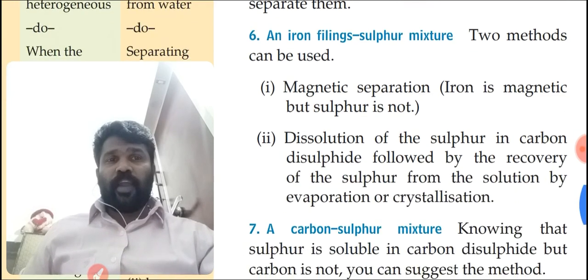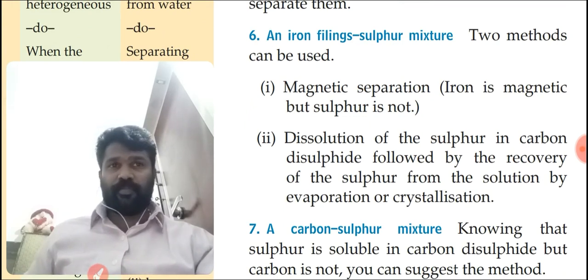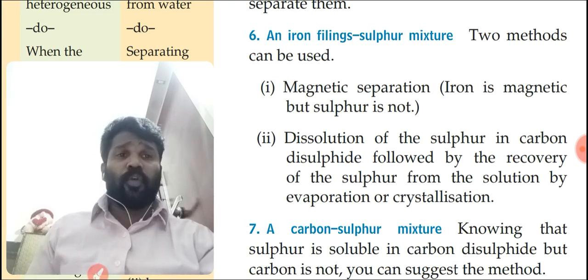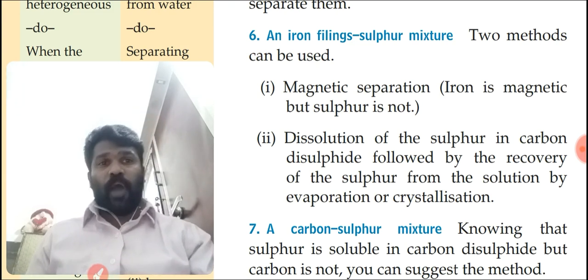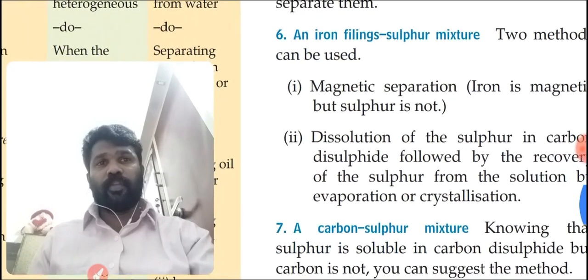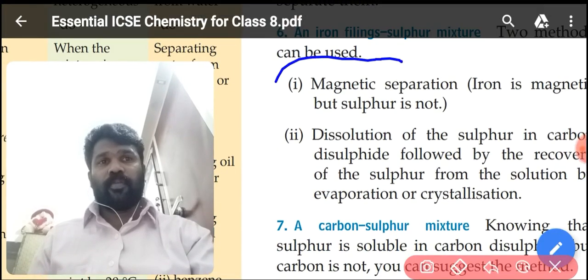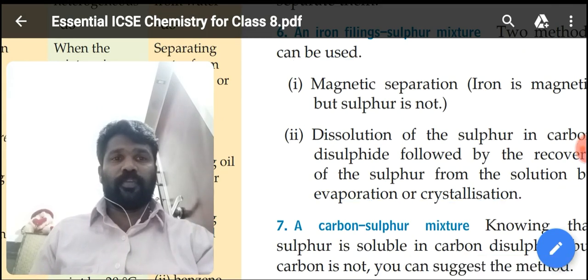Next one, an iron filings and sulfur mixture. Two methods can be used here. One is magnetic separation, because iron is a magnetic substance. The other is dissolution of sulfur in carbon disulfide, followed by the recovery of the sulfur from the solution by evaporation or crystallization. Okay, students, two methods can be useful in this case.